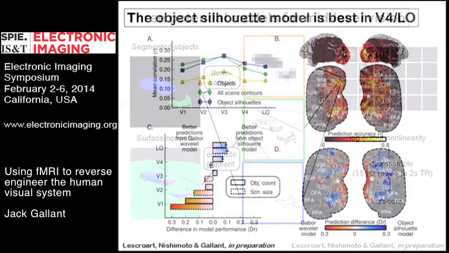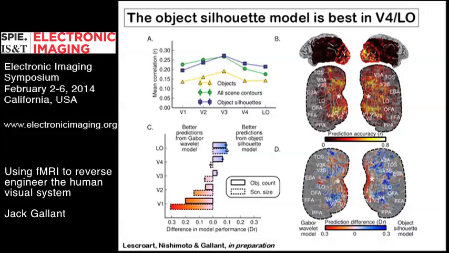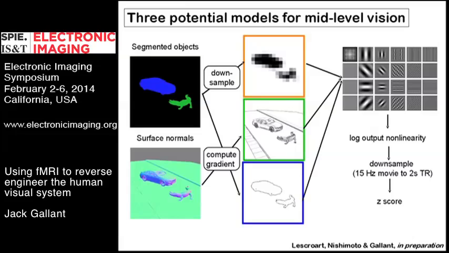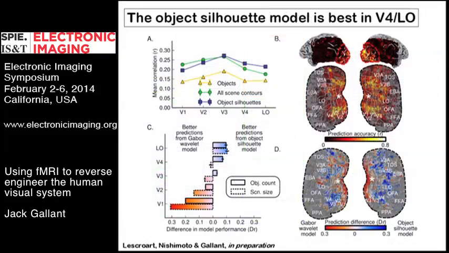And when we do that, we find out, shown up here on the left, that the object model works poorly in all visual areas. The all scene contour model works really, really well in V1 and V2. But this object silhouette model, which, if I can go back, is this model here, works really well in higher level visual areas, V4 and LO. These are intermediate visual areas. And what we think is happening here, you can see the change up here.